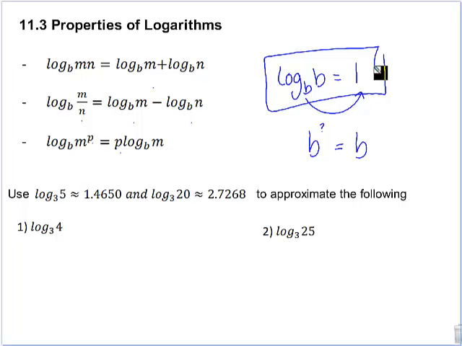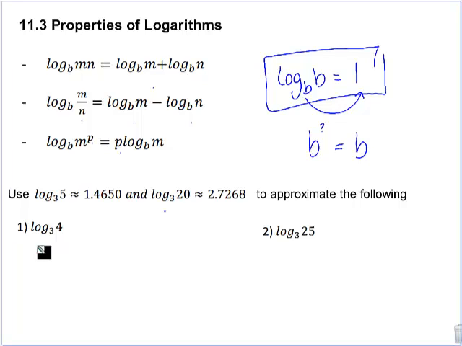So what we're going to do is I'm going to give you what two logarithms are equal to, and then we are going to take a look at our values, and we're going to try to figure out what this should be. So we're going to try to use these properties to get it to work. The two logarithms we know: log base 3 of 5 is about 1.4650, and log base 3 of 20 is about 2.7268. So we want to find what the log base 3 of 4 is.